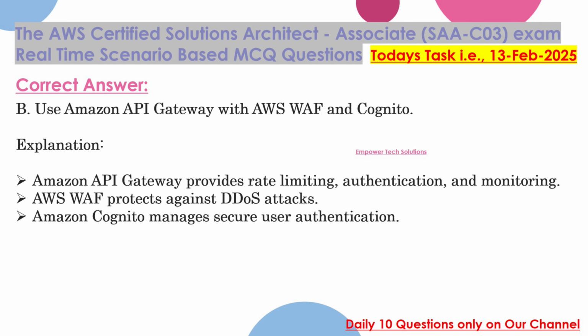Correct answer: B. Use Amazon API Gateway with AWS WAF and Cognito. Explanation: Amazon API Gateway provides rate limiting, authentication, and monitoring. AWS WAF protects against DDoS attacks. Amazon Cognito manages secure user authentication.